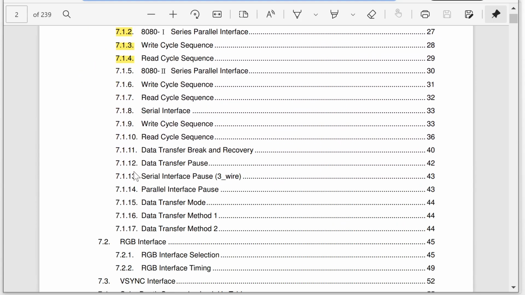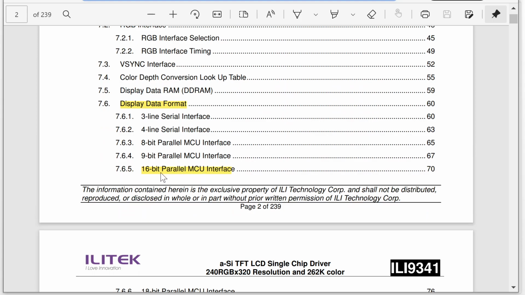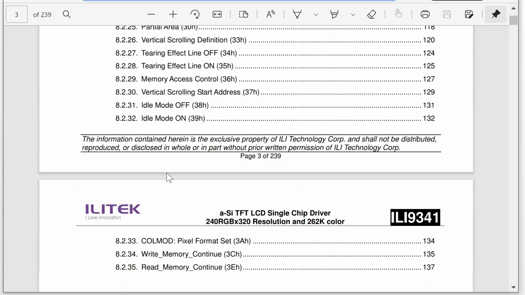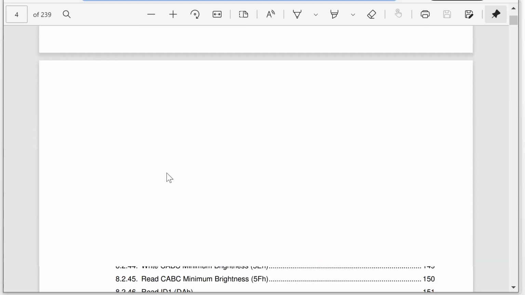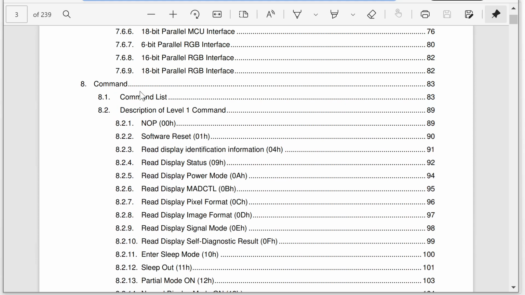Next, we will take a look at the display data format. This part is the 16-bit parallel MCU interface. We need to understand the data format so we can program our code. We can write our code according to the correct data format, and then the LCD will know what you want it to do. So this is the display data format, and next, this part is all the command description.